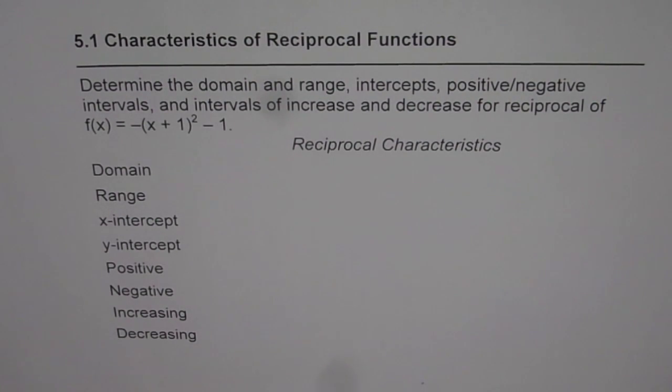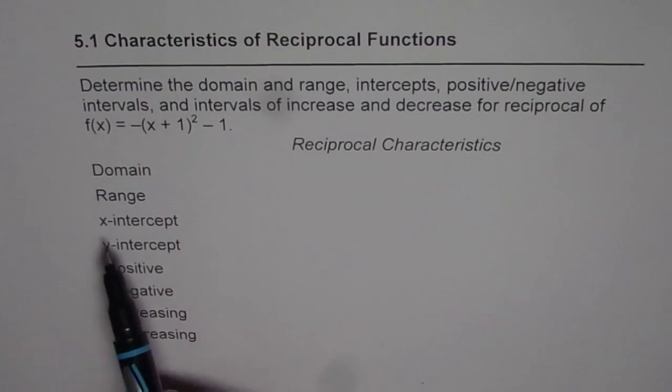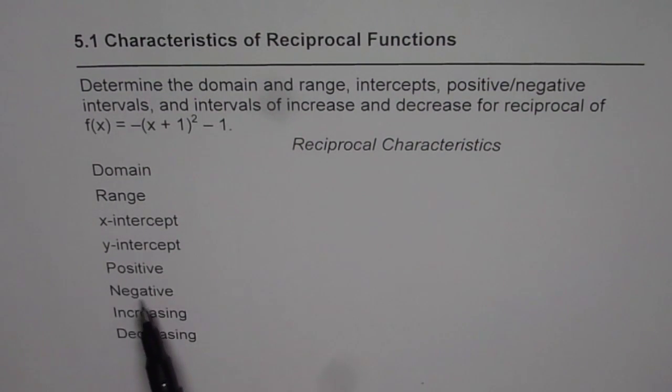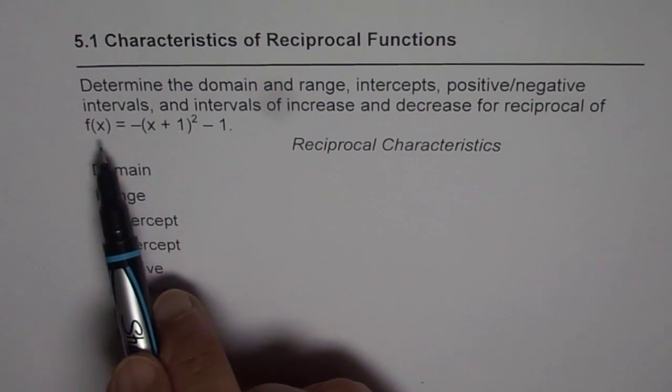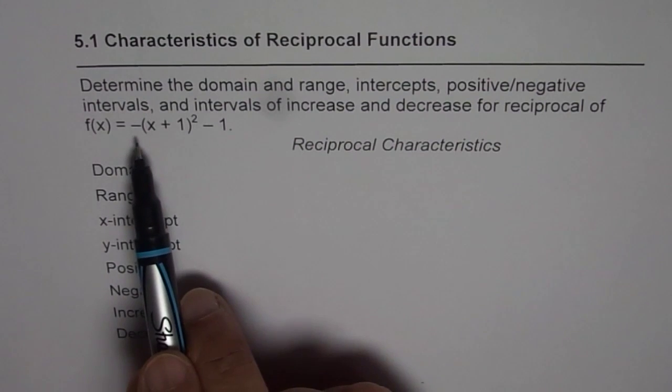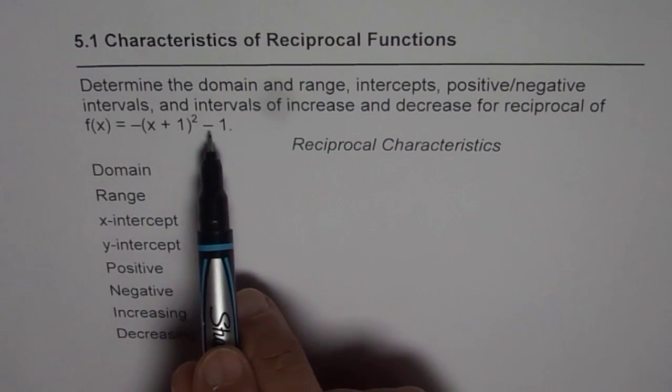So I'd like you to pause the video, sketch the graph of the function and its reciprocal, and then write down the domain, range, x-intercept, y-intercept, positive and negative intervals, and increasing and decreasing intervals for the reciprocal function. This is how I will do it. Let me first sketch the function itself. The function is f(x) = -(x+1)^2 - 1.